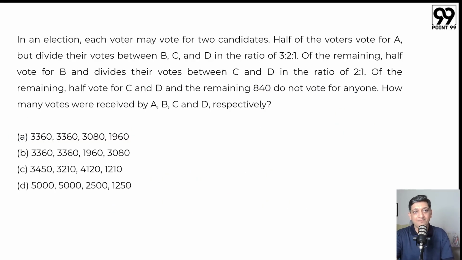Let's have a look at the next one. In an election, each voter may vote for 2 candidates. Half of the voters vote for A and so on and so forth.